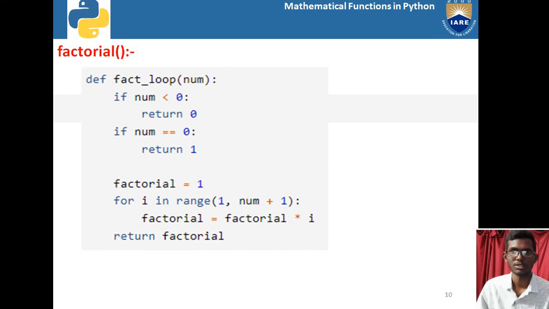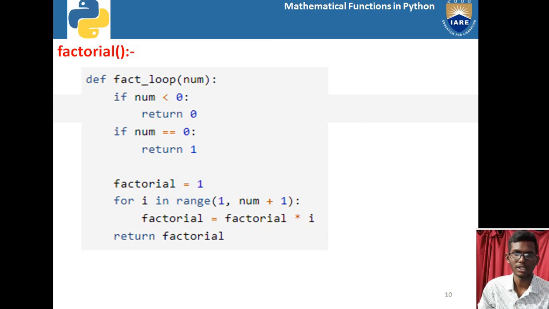If the number is less than 0, we get the output as 0, because negative numbers are not printed as factorials. If number equals 0, it returns 1, because the factorial of 0 is 1. We already know that. Now if the number is greater than 0, first we assume factorial equal to 1, and then we use a for loop to print the factorial.